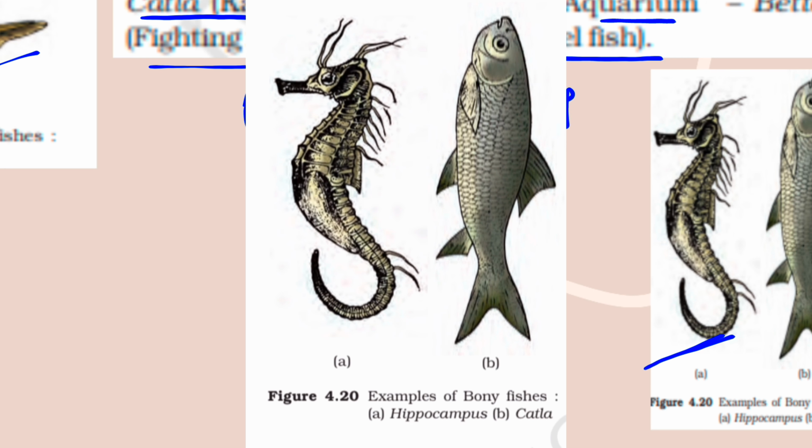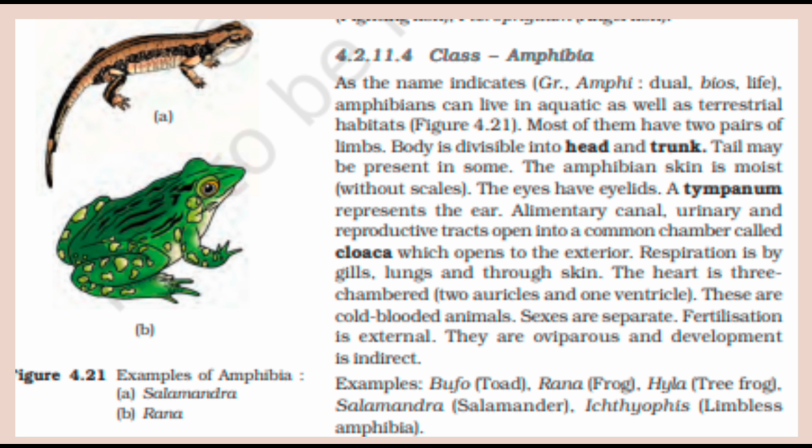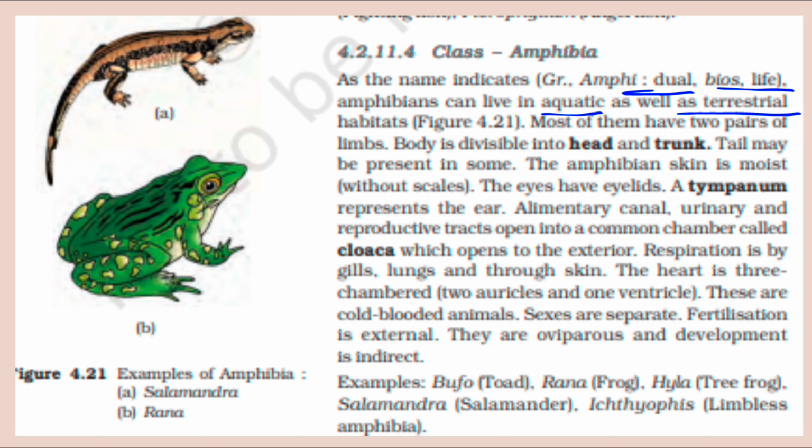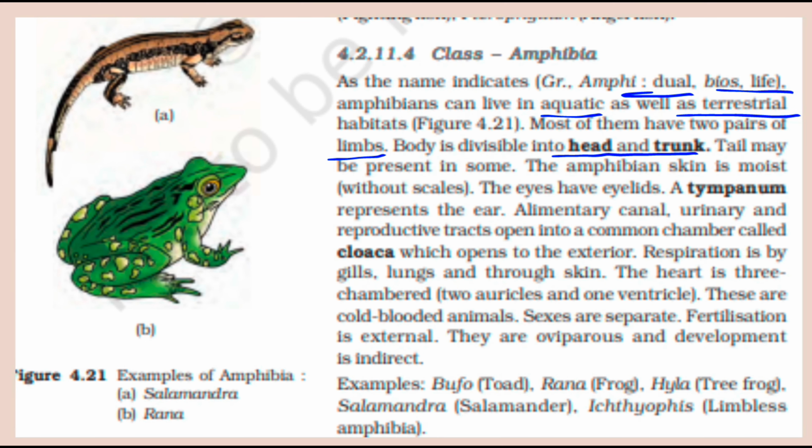Hippocampus means seahorse, and this is Katla. Amphibia. Amphi means dwell, bios means life. Amphibians can live in aquatic as well as terrestrial habitat. Most of them have two pair of limbs, bodies divisible into head and trunk. Tail may be present in some.